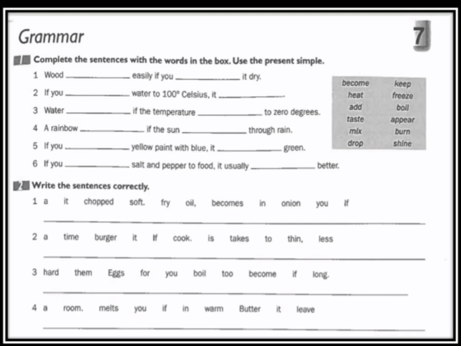Let's start with the first one. If you fry a chopped onion in oil, it becomes soft. Number 2. What is the correct sentence from these words?